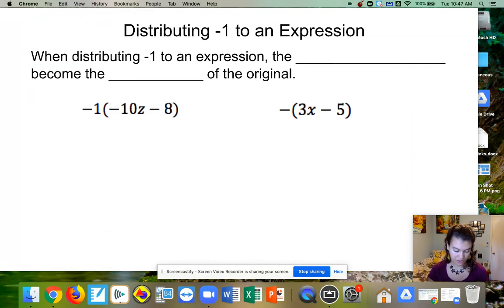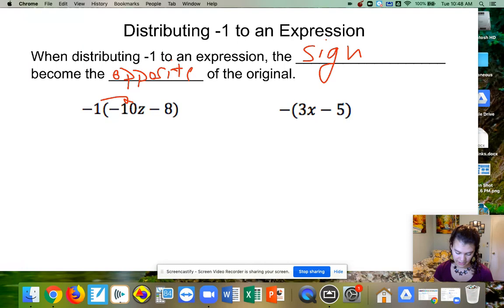Last chunk here. So in distributing a negative to an expression, you're going to change the signs basically. So the sign becomes the opposite of the original. So for example, here, if we're distributing this negative 1, we're not changing the numbers at all, but this negative 10 is going to become a positive 10. This negative 8 becomes a positive 8. So you switch the signs.